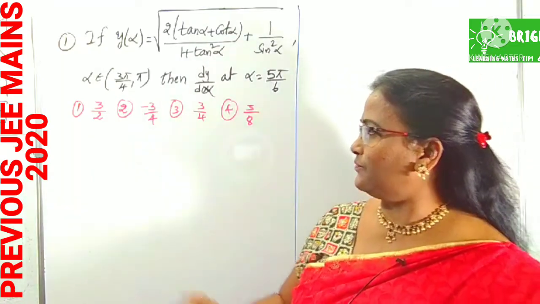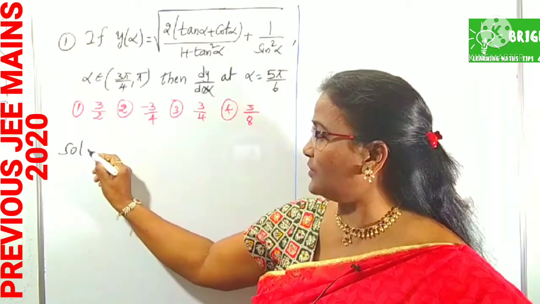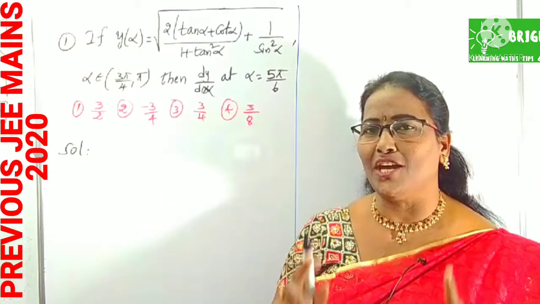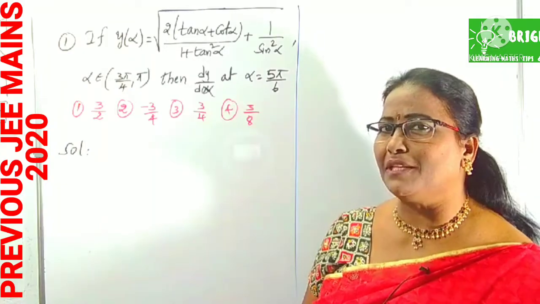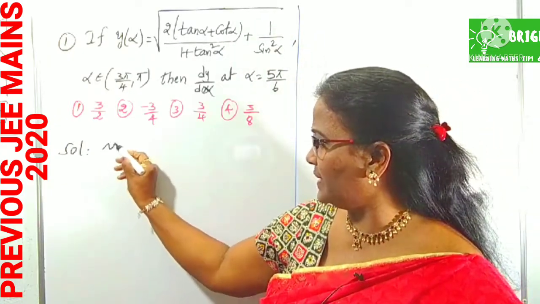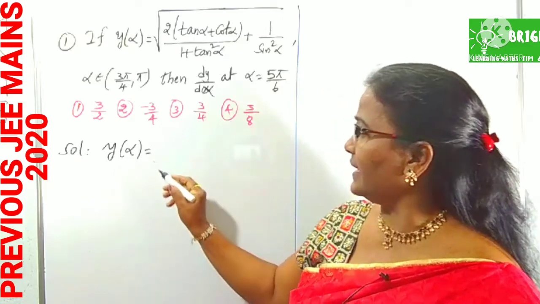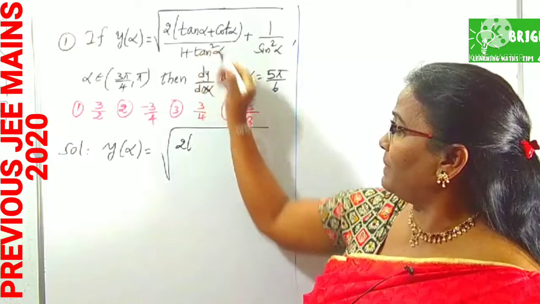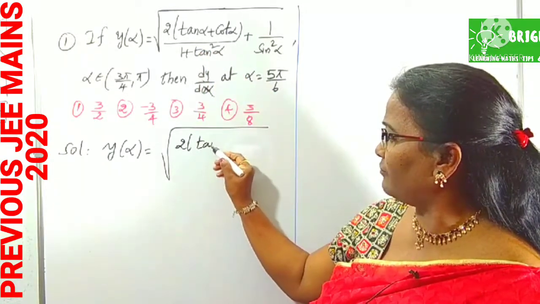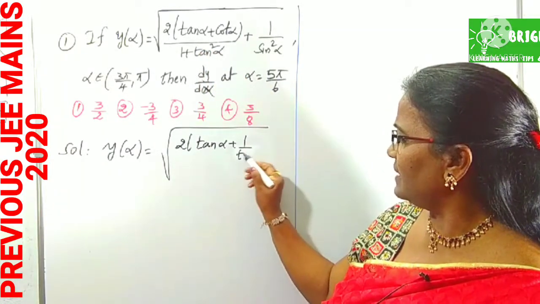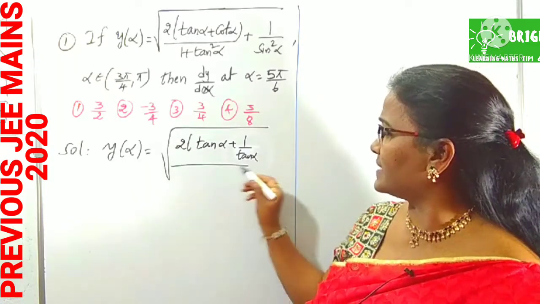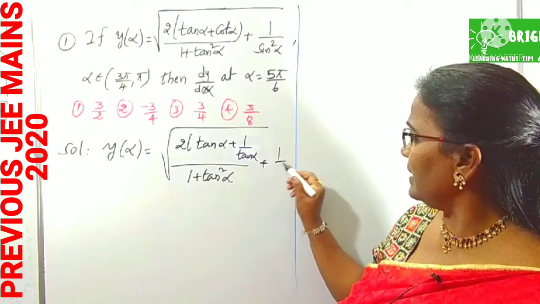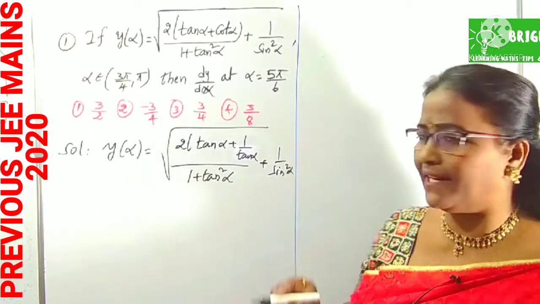Okay, right? Now, for this question, first of all, you have to simplify the function. Don't take the direct derivative. First, you have to make the simplification. How am I simplifying this function? Look now. y(alpha), I am taking like this: root over 2 of (tan alpha plus cot alpha). Tan alpha plus cot alpha, I am writing as tan alpha plus 1 by tan alpha. The denominator as it is, 1 plus tan square alpha, plus here 1 by sin square alpha is also there, right?